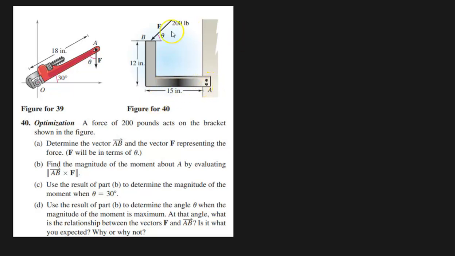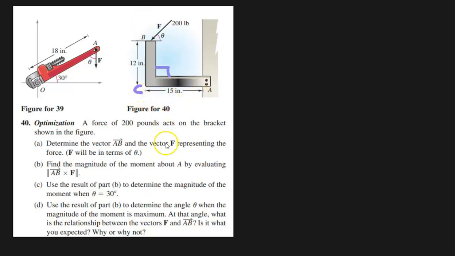We've got A, and then let's call this point over here C, so that we can refer to it easier later on. A, C, B, and then this is a right angle over here. There's a force being applied at an angle theta relative to the horizontal. The magnitude of the force is 200 pounds, and then AC is 15 inches, BC is 12 inches.